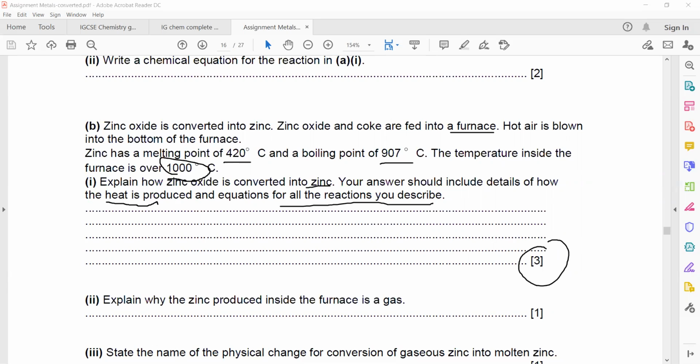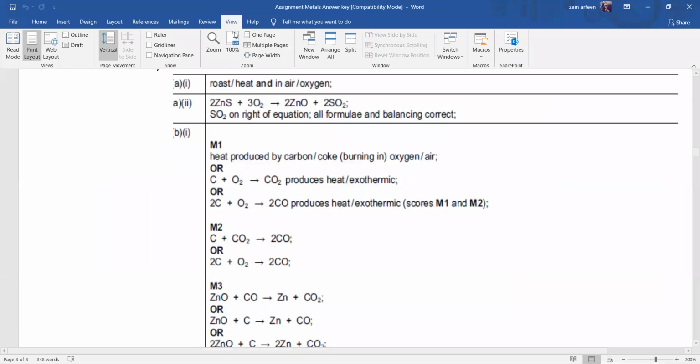So first, how do we produce heat energy? Heat energy is produced by the reaction of carbon and oxygen. Here, heat is produced by the burning of coke in oxygen. So carbon reacts with oxygen to give carbon dioxide. And the reaction is exothermic. Then what happens?